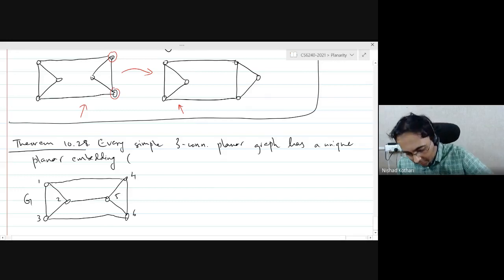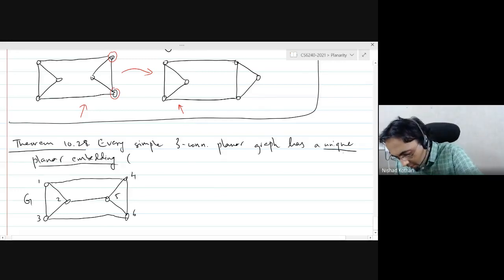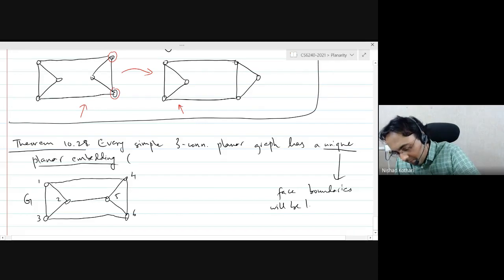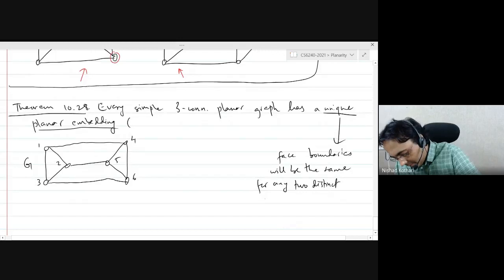So what do I mean by unique planar embedding? The face boundaries will be the same for any two distinct planar embeddings.